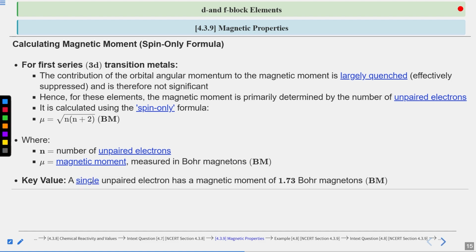Key value here is that a single unpaired electron has a magnetic moment of 1.73 Bohr magneton. You can use it at various places. That's why it is mentioned as a key value. If only a single unpaired electron is given, that means n is equal to 1. So 1 times 1 plus 2 is 3, so under root 3, right? So a single unpaired electron has a magnetic moment of 1.73 Bohr magnetons.